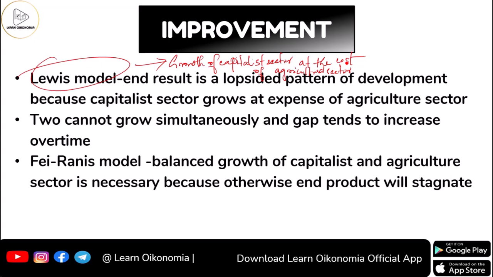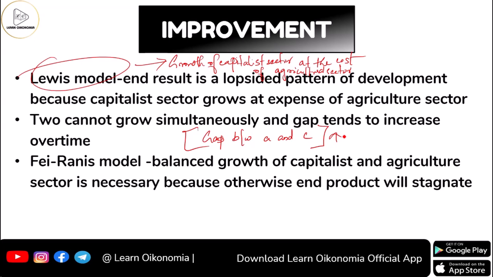And he says that whenever the capitalist sector grows at the expense of the agriculture sector, there exists a gap between agriculture and industry or the capitalist sector. And this gap will be increasing always, and that will be the situation that happens whenever you have a clear-cut distinction between agriculture and industry.